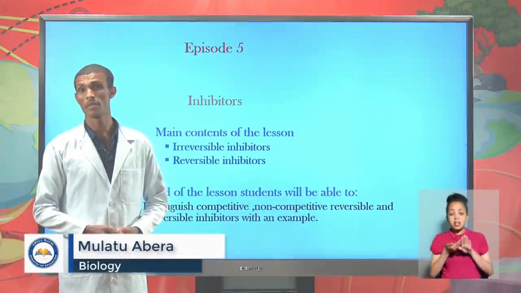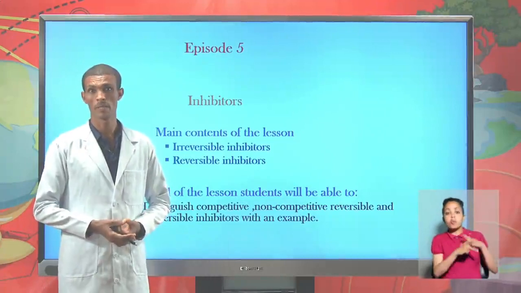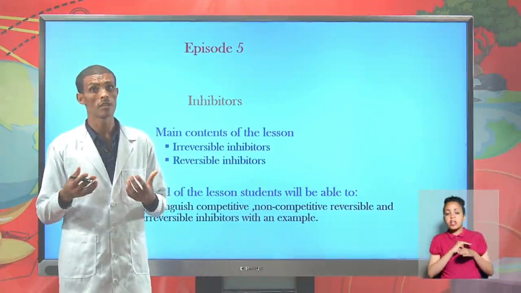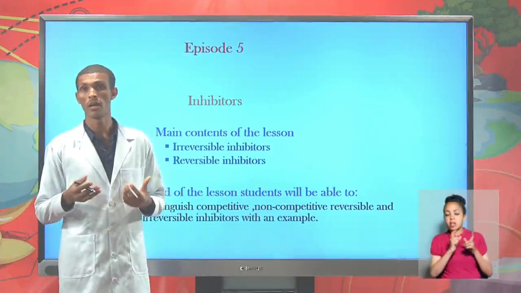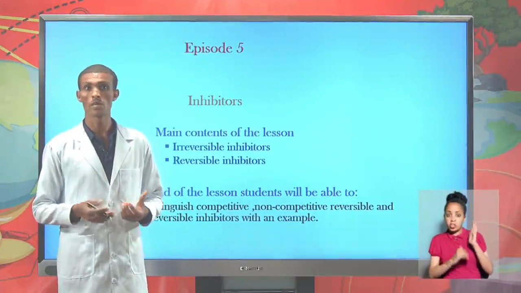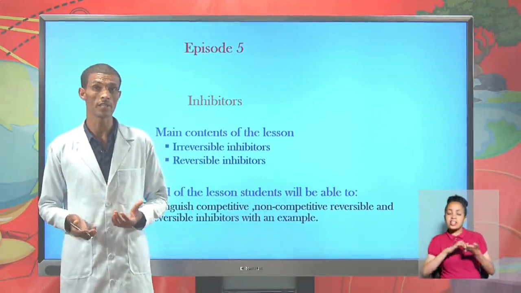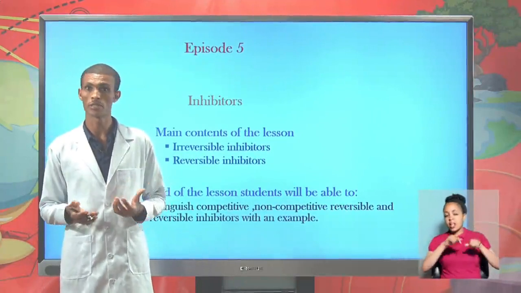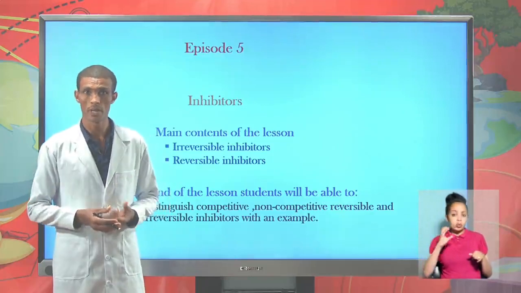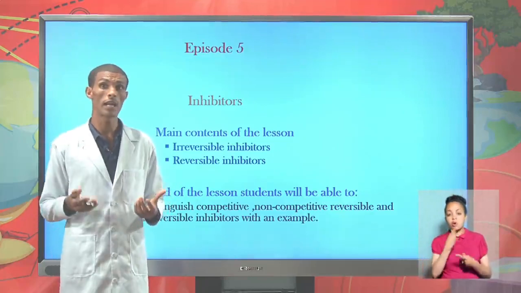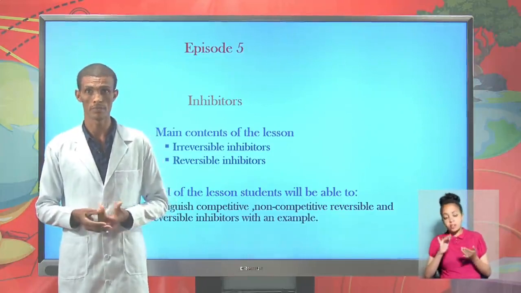In our last lesson, we saw the nature and properties of enzymes and the models of enzyme action, like the lock and key model and the induced fit model. As well, we saw factors that affect enzyme activity, such as temperature, pH, and substrate concentration. Now we are going to see another lesson, lesson 5, which is inhibitors.